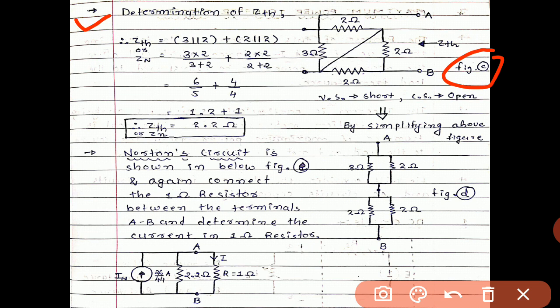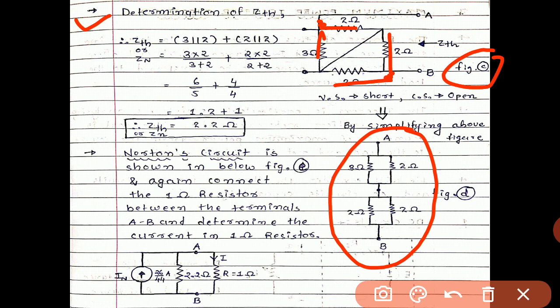So we can see here figure number C. From the load side, we can see that all the sources given are suppressed. So the voltage sources are shorted and the figure will be like this. So ZTH equals 3 parallel to 2 plus 2 parallel to 2. Consider these nodes. So 3 and 2 ohm are in parallel, and consider this node, 2 ohm and this 2 ohm both are in parallel. And if we simplify the above figure, we can easily develop this kind of figure.